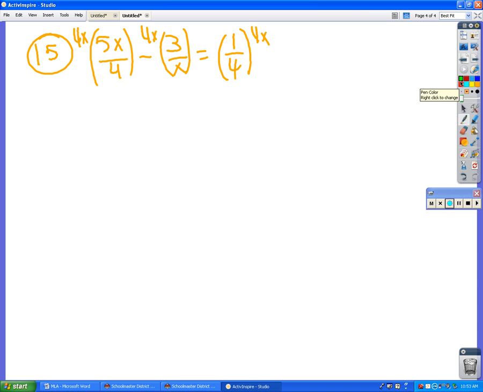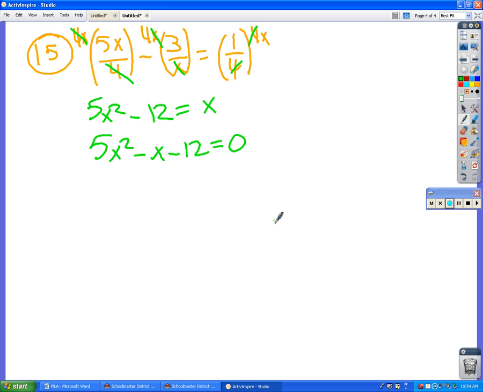So what cancels from the first one? The 4's. So that's 5x squared. The x's canceled there, so that's -12. The 4's canceled there, so that equals x. So now we have to get that over to the left and go 5x squared minus x minus 12 equals 0.